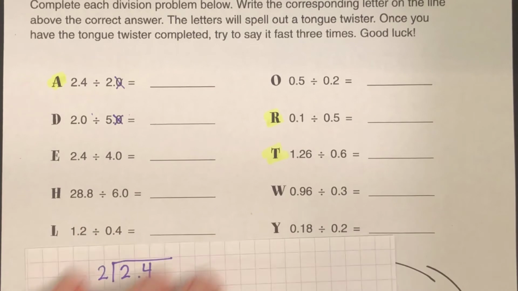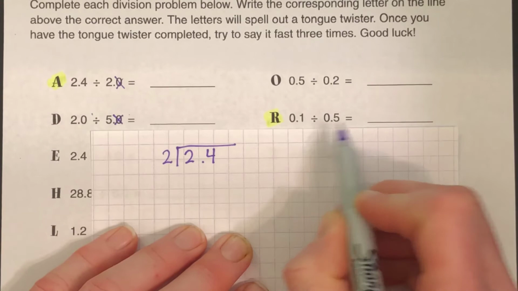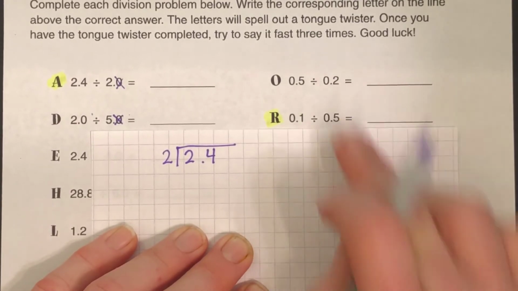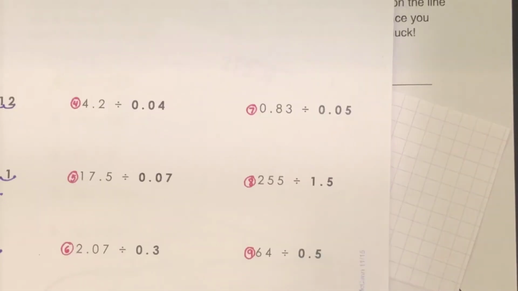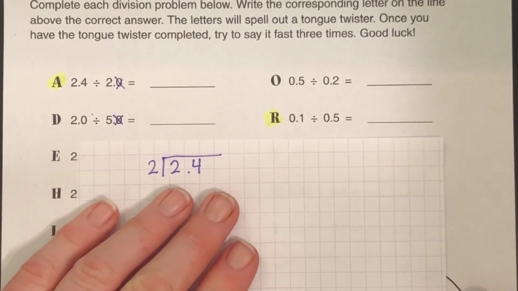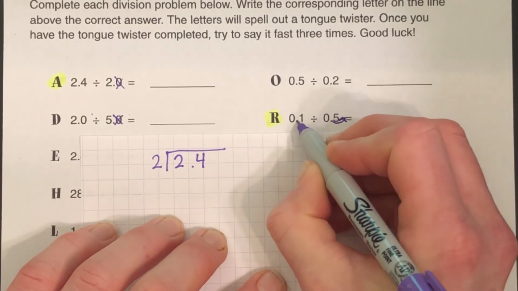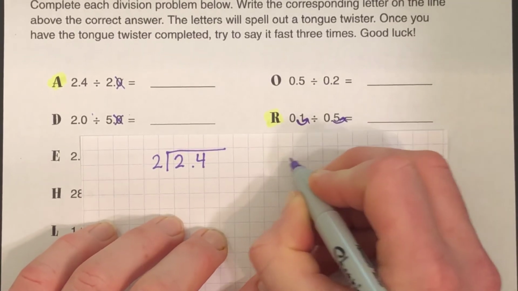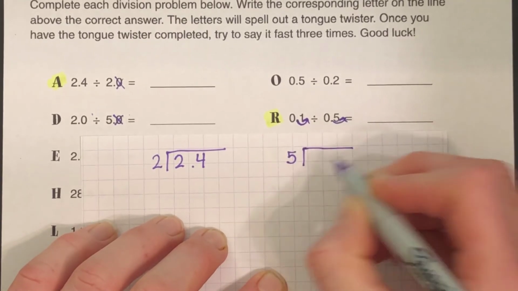We'll do R and T together. R is 1/10 divided by 5/10. Here's your divisor. Remember, your divisor is always the number that comes after. If you forget, look back over this and see which numbers are bolded, and that will help you remember which one is the divisor. So we will make this a whole number. That becomes 5. So we move the decimal here, and that becomes 1. So we're left with now 5 into 1.